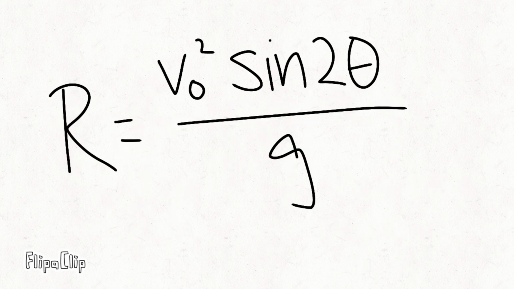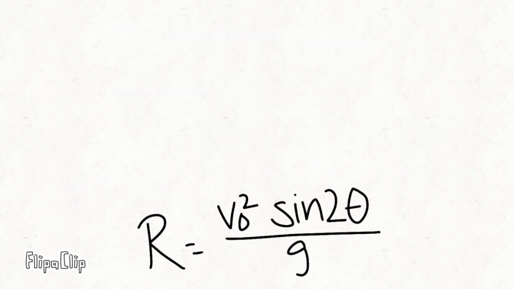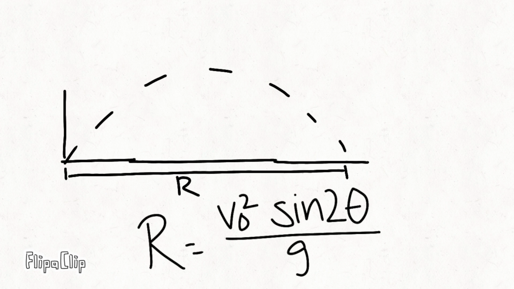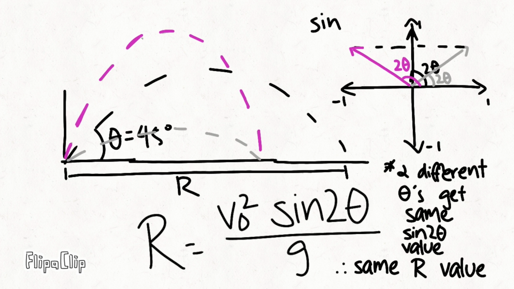Another equation is the range equation, which finds the total x distance traveled and is found by manipulating the x and y kinematic equations. This proves that a max range is reached with an angle of 45 degrees, and that there are two different angles that can reach the same range.